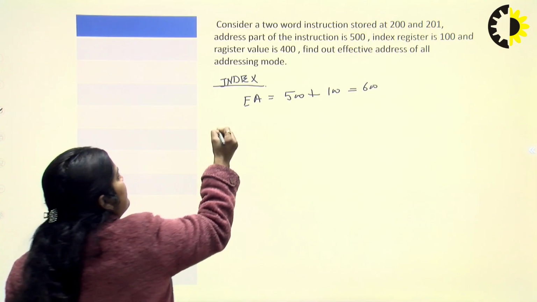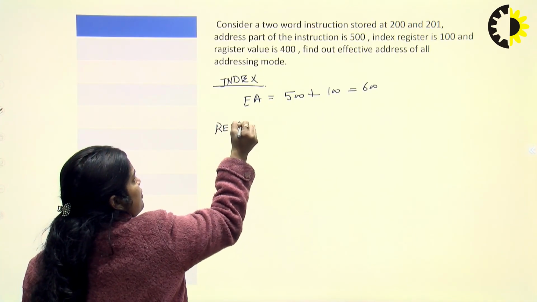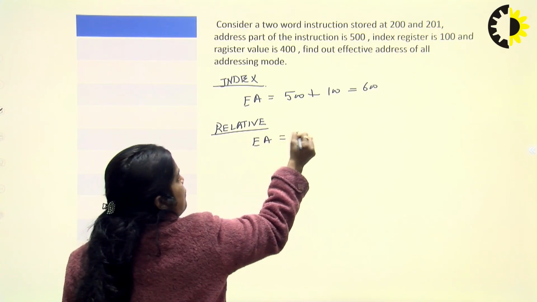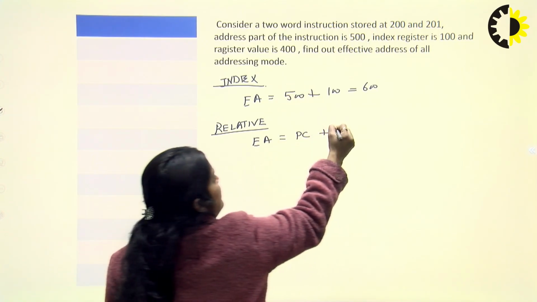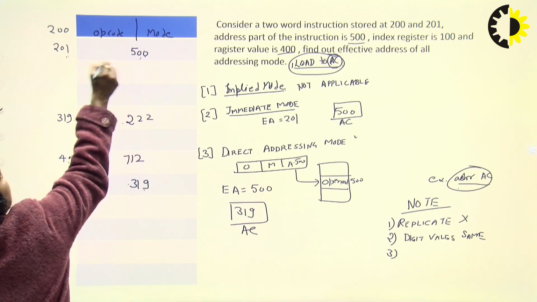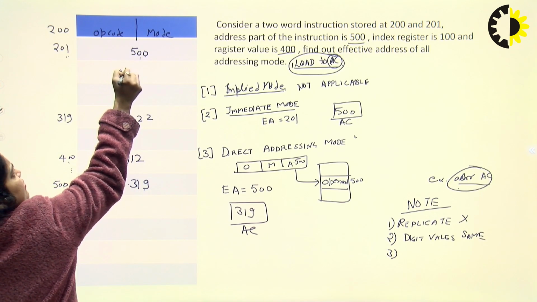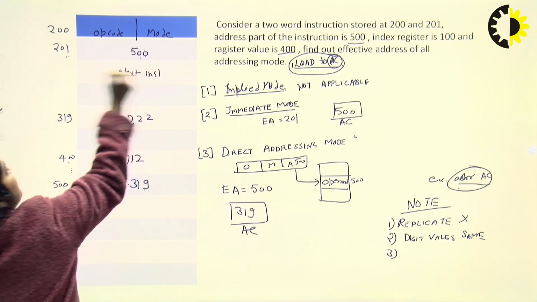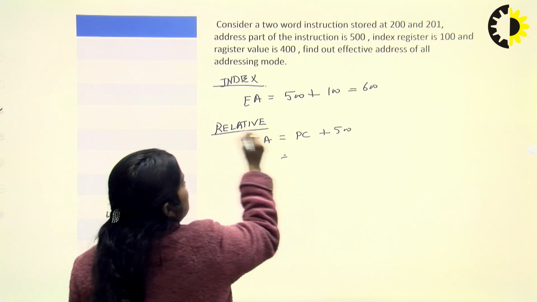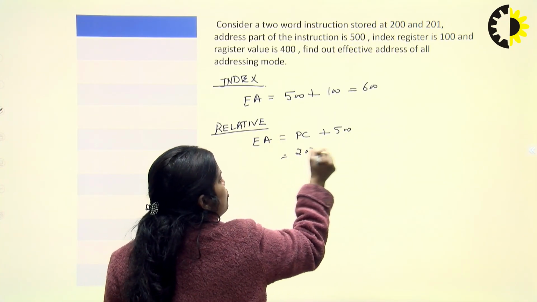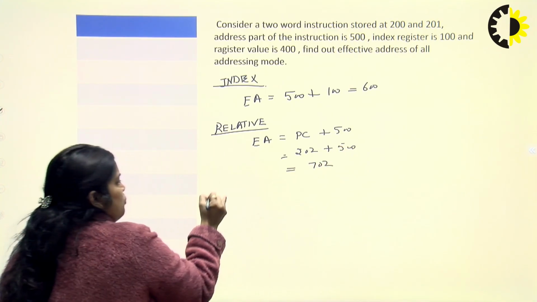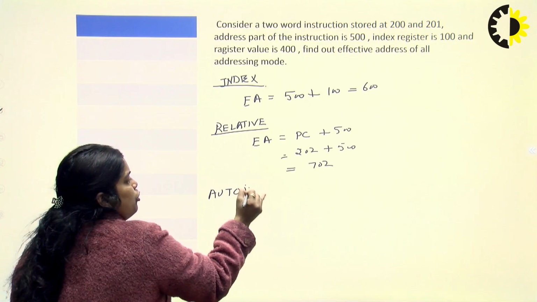In the relative addressing mode, the effective address is the PC plus the content part of the instruction. The PC here is the next instruction, which will be executed as 202. So in the relative addressing mode, it is 202 plus 500, that is 702. And the next is auto increment.